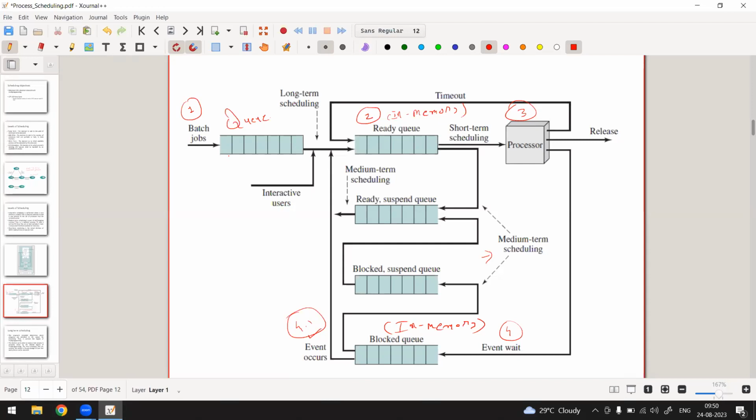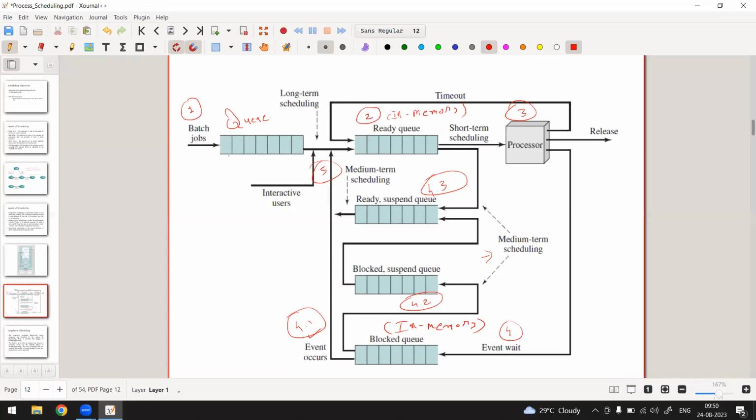From the block suspended queue, when the event occurs, it can go to the ready suspended queue. It means that now the event has occurred and the process is no more waiting, but it is out of the memory, though it is ready to execute. So from there, it will again go into the ready state through the midterm scheduler.